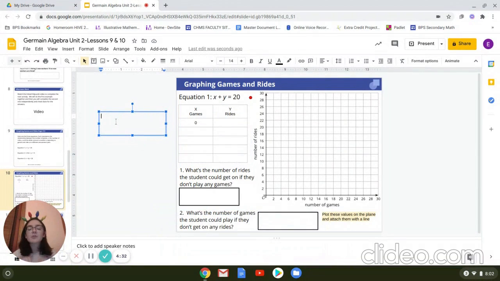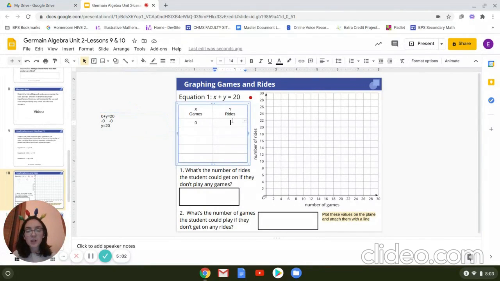That means that we have to plug 0 in for x in our equation and solve for what our y would be. So that would be 0 plus y is equal to 20. So when the games is equal to 0, we would then subtract 0 from each side, which we know is going to get me still 20. We're going to be left with y is equal to 20. When the games is equal to 0, the rides is going to be equal to 20.